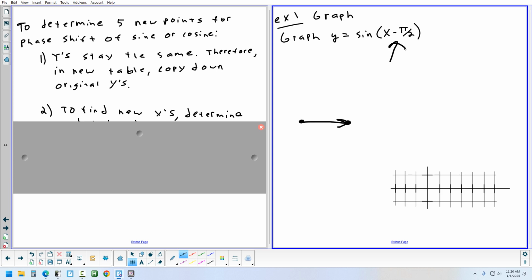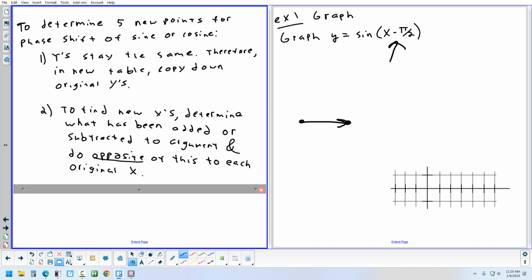So a horizontal shift is always the opposite. You always do the opposite. If you see a minus pi over 2, you're going to add, and everything will move to the right. If you see a plus pi over 2, everything needs to move to the left. To move to the left, you need to make your x's smaller. That means you need to subtract something. So you always do the opposite.